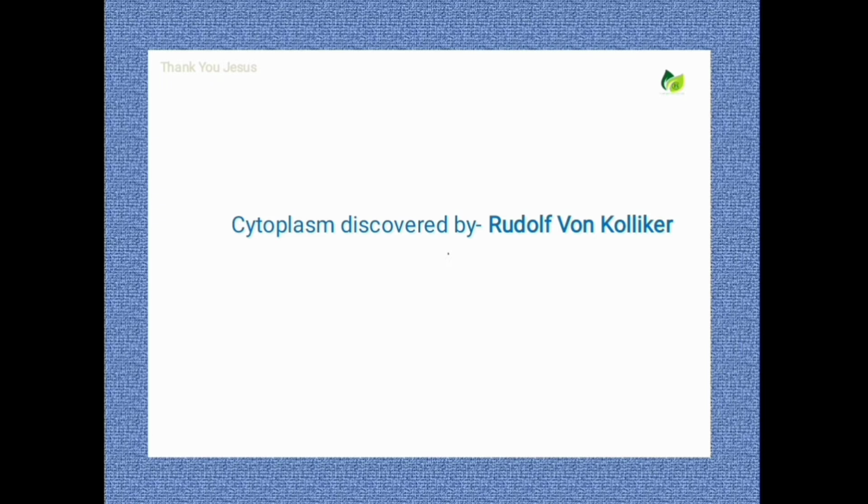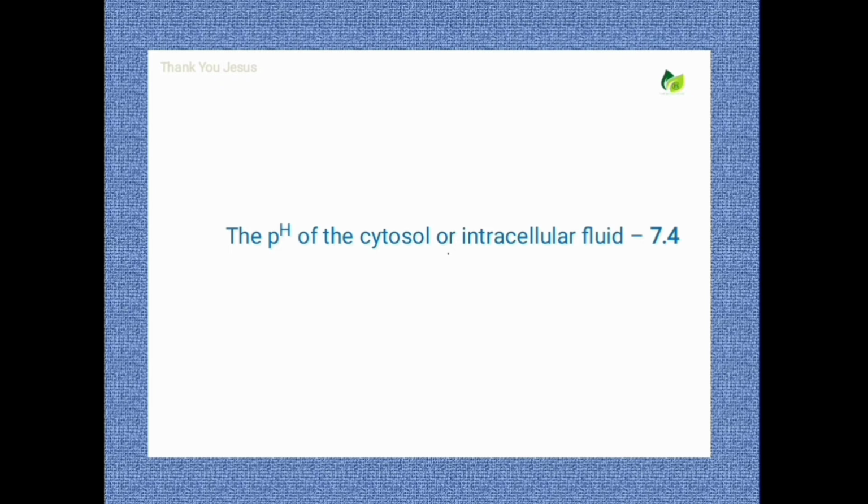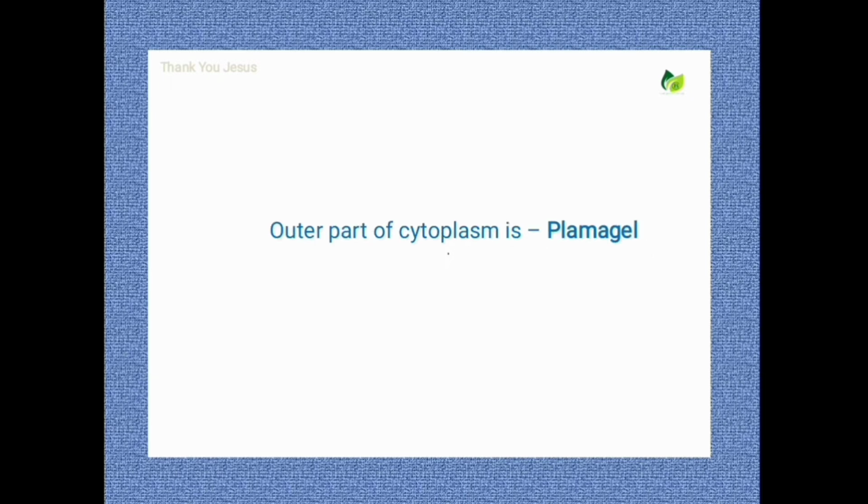Now coming to the next question. The pH of the cytosol or intracellular fluid is 7.4. The answer is 7.4. Now coming to the next question. The outer part of cytoplasm is, answer is plasma gel. Plasma gel is the specialized outer gel-like cytoplasm of all living cells.